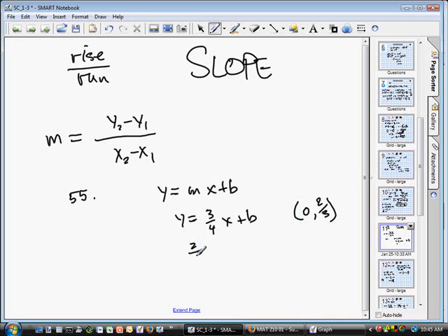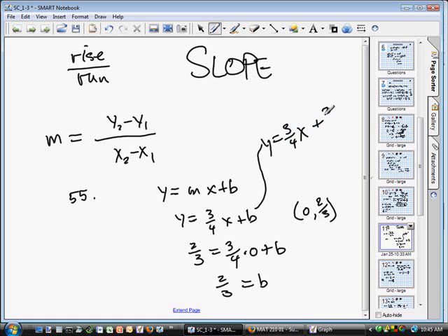So 2/3 goes in place of y. 0 goes in place of x. This is a really easy one. We've got it now, b is 2/3. So now, what's the equation? Just take this one, rewrite it, only this time put your b in there. That's supposed to be 2/3 down there.